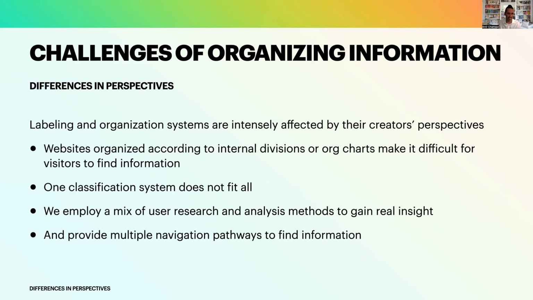When you design a structure, it's important to organize it based on how users think instead of how the internal divisions and org charts are. And obviously, one classification system does not fit all. Sometimes you may need to have multiple paths for people to find information. And in order to find out what organization structure makes sense to users, you need to do user research and analyze. You need to hear from people, observe people to find out what would make sense for that specific audience group.